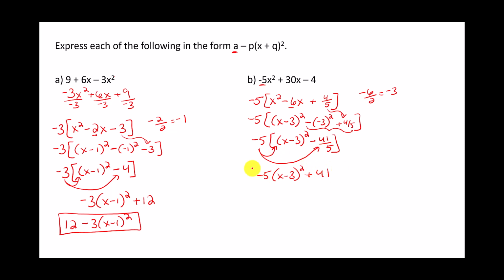And that's the form we're used to seeing, and that's fine if that's the form we're asked for, but in this case, remember they asked us to move that value up front. So we're going to rewrite this as 41 in front, and then the rest of this, -5 times x minus 3 squared. That's the form we were asked for. Okay? Okay, go back and review what you need to review, and we will finish working in class.